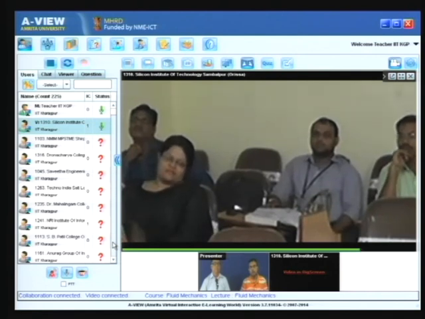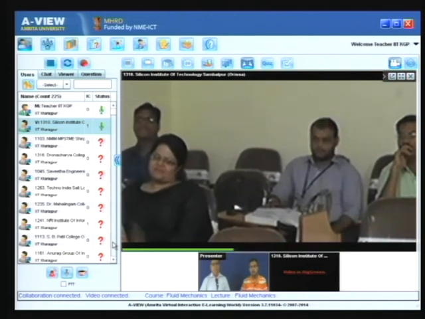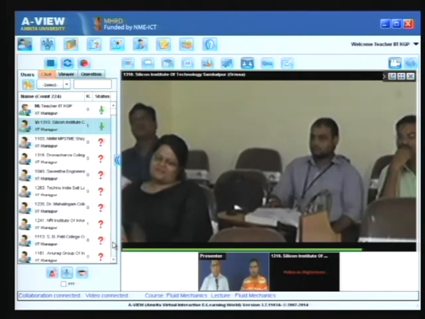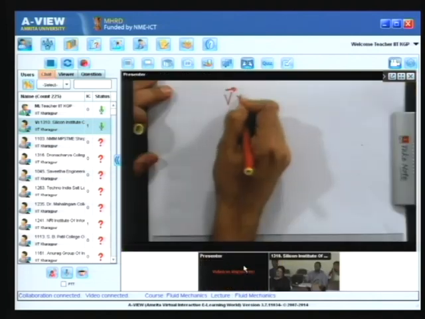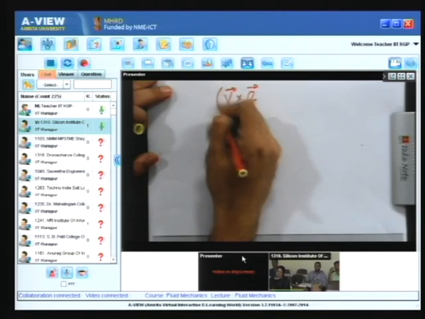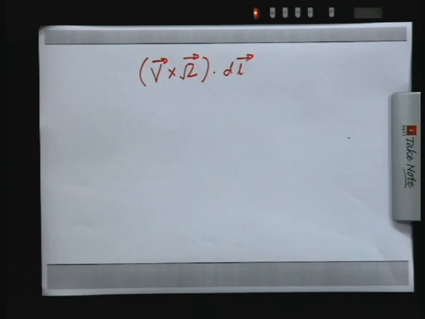There is one important condition, that is V cross omega dot dl. Let me write it again. For the Bernoulli's equation to be applicable, in addition to steady flow, you have to make sure that this particular term is 0 in the derivation.